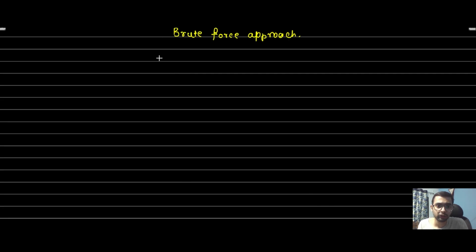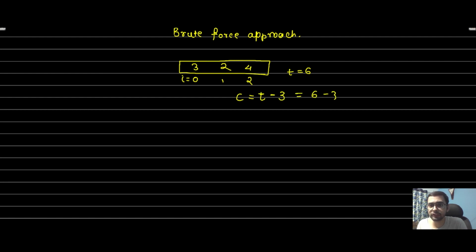So what it tells is that firstly we will check for each and every index of the array. So I'll quickly draw the array given, that is 3, 2, 4, and the indices are 0, 1 and 2. The target is 6, and for each iteration we'll check for index i, that is, the complement is equal to the target minus the element 3. So the target is 6 minus 3, that is 3. So this will be the first step.